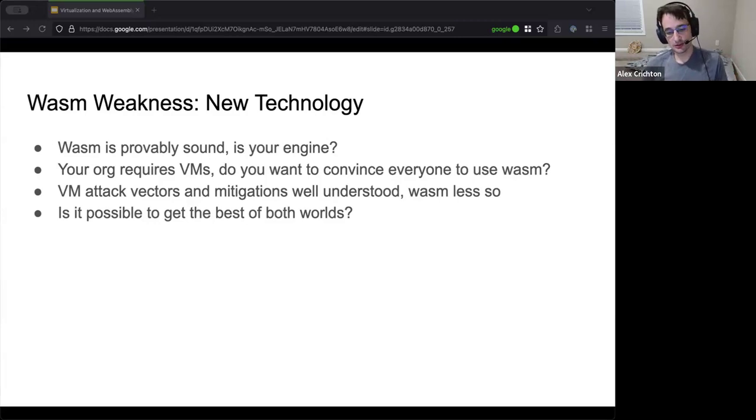And also, people have been hammering on virtual machines for decades, have been trying to exploit them, have been trying to take advantage of them. Not so much WASM. WASM is relatively new. A lot of these attack vectors, a lot of the mitigations and what we can do are a little less well understood.